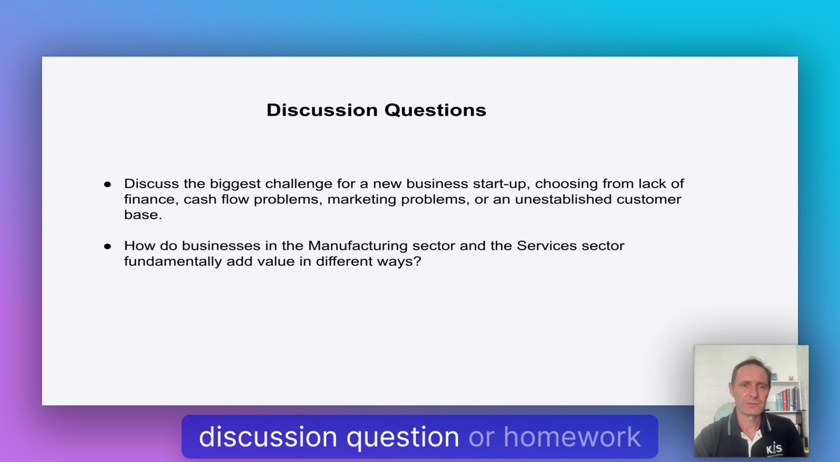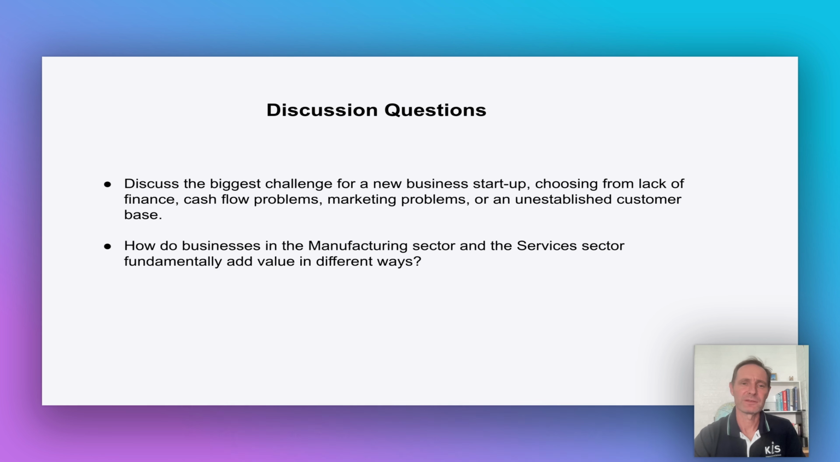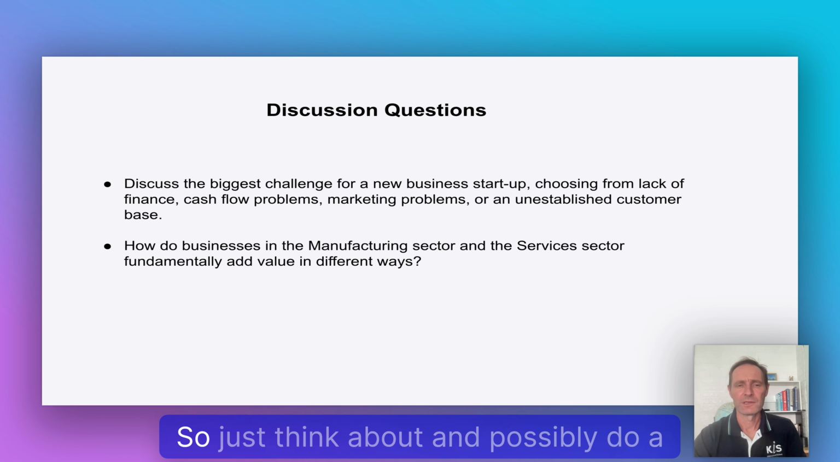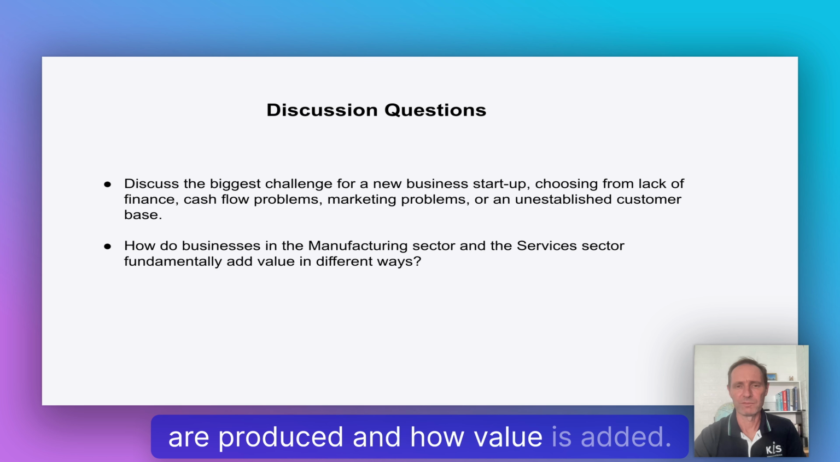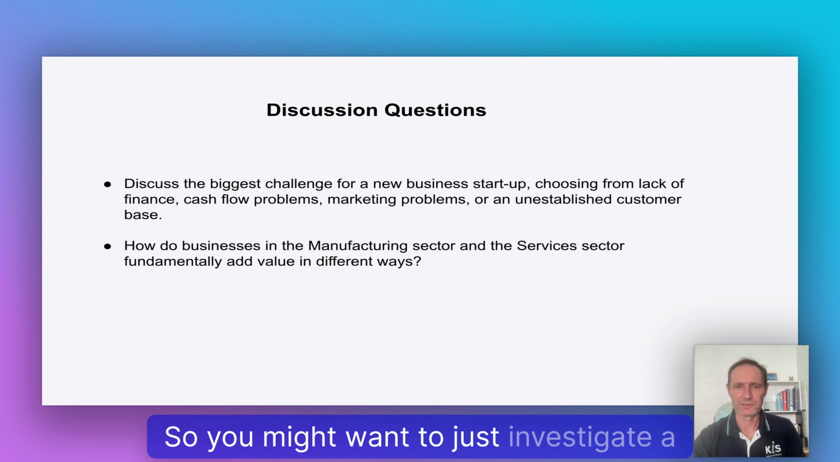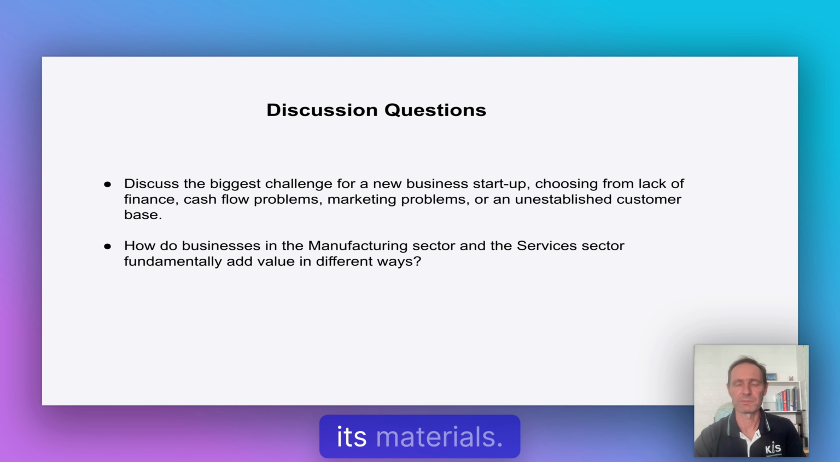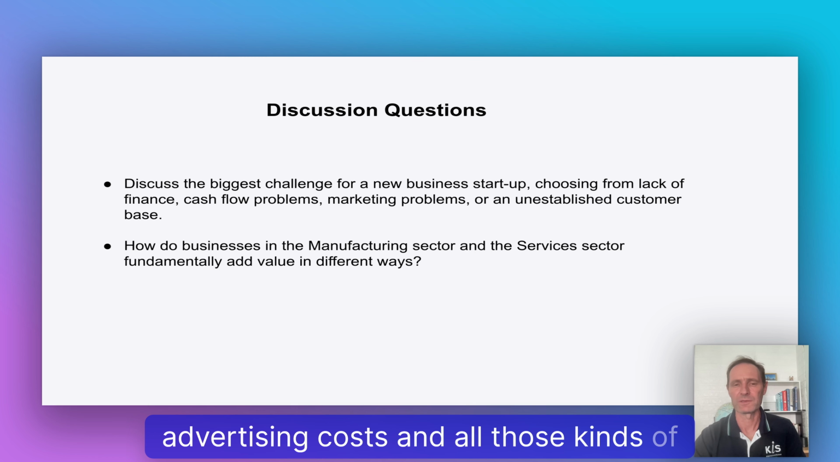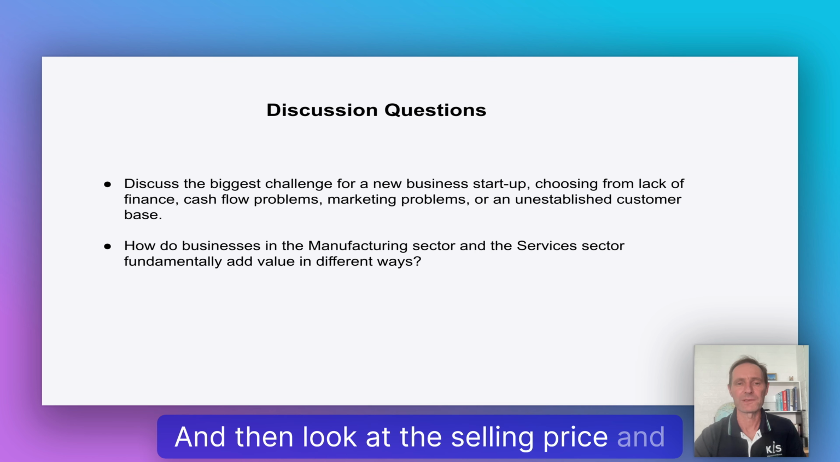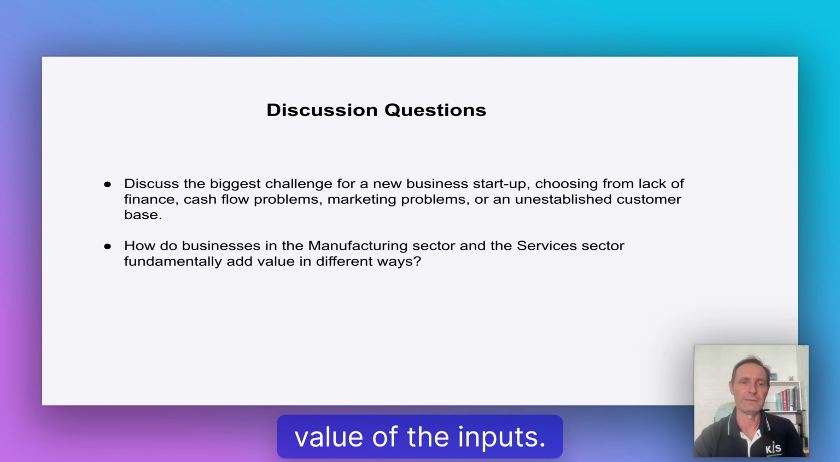Next discussion question, or homework question if you like: how do businesses in the manufacturing sector and the services sector fundamentally add value in different ways? So just think about and possibly do a little bit of research on how products are produced and how value is added. So you might want to investigate a particular product and look at how much it costs to make the product in terms of its materials. Consider also labor costs and maybe advertising costs and all those kinds of things. And then look at the selling price and see whether you can see that the selling price is far greater than the combined value of the inputs.